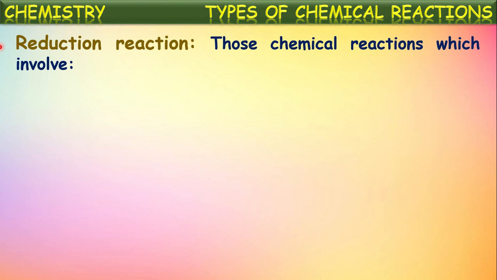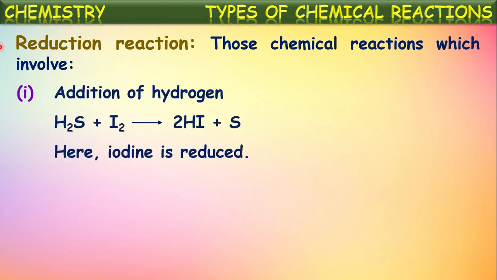Now let us see examples for this in terms of both. First, if we take it in terms of hydrogen, we said the addition of hydrogen to a chemical substance is called reduction of that substance.